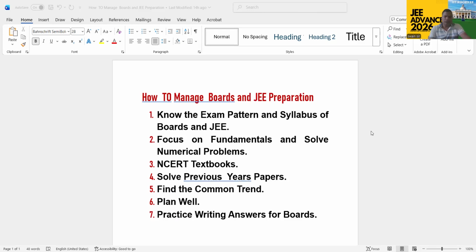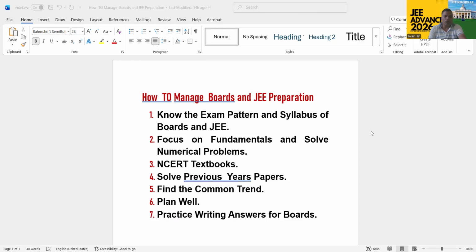Also, carefully go through the NCERT textbooks at least 4 to 5 times, including all the examples, questions, and exercises. For better results in the board examination, you have to complete it at least 4 to 5 times without leaving a single example or exercise problem.